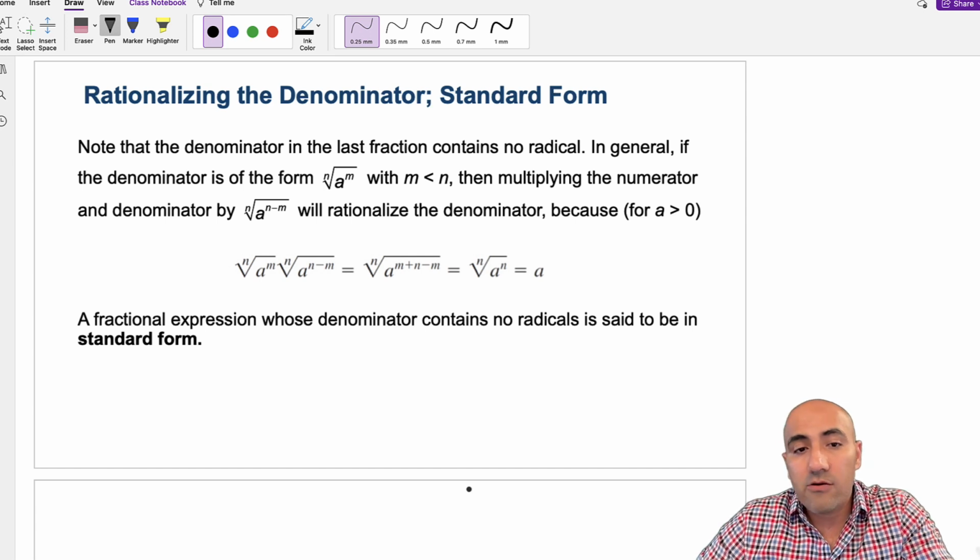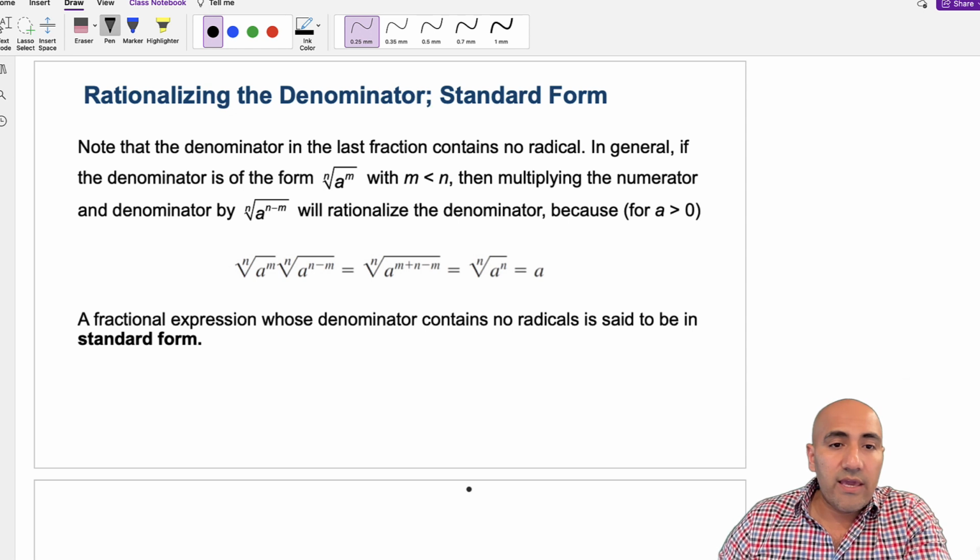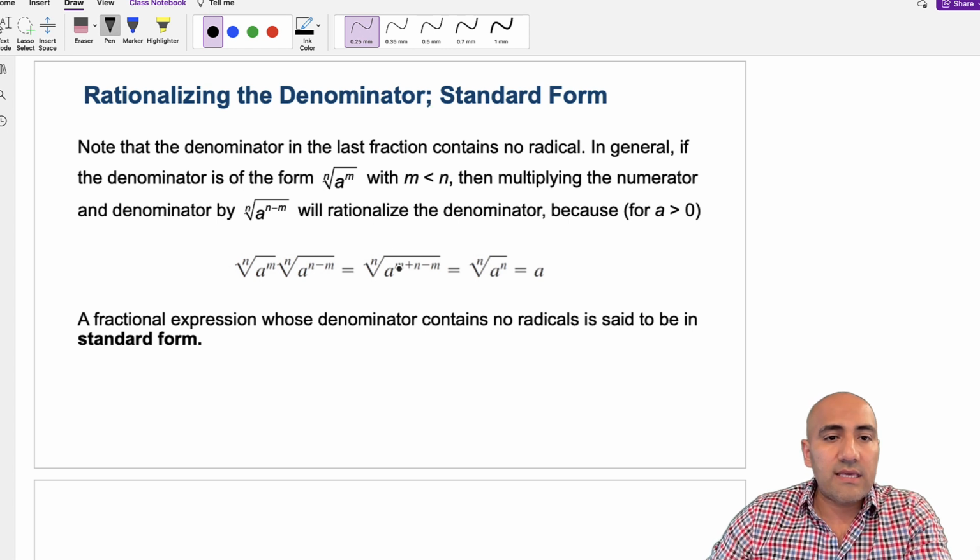Because for a greater than 0, it is true that the nth root of a to the m times the nth root of a to the n minus m is equal to the nth root of a to the m plus n minus m, which gives you the nth root of a to the n, which is equal to a. Okay, what in the world is this saying? Let me break this down into an example to explain what this crazy thing is saying.